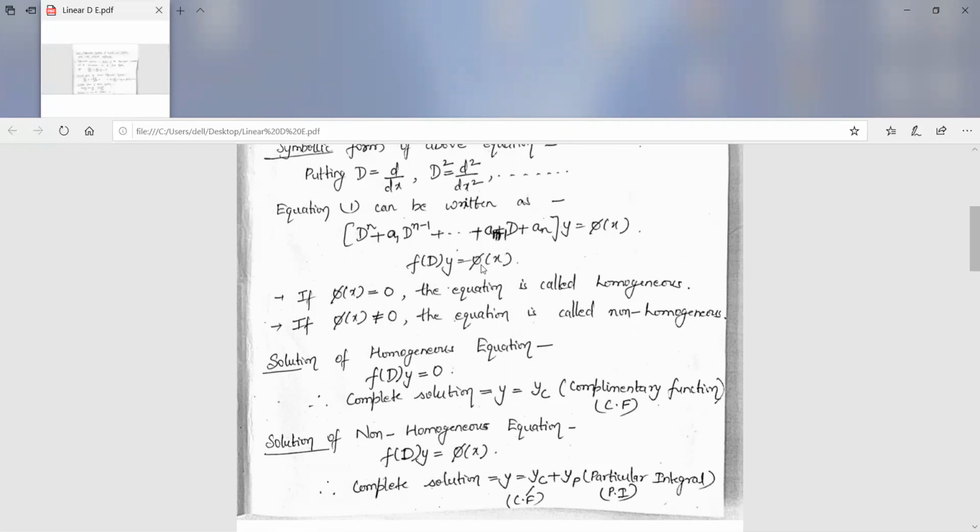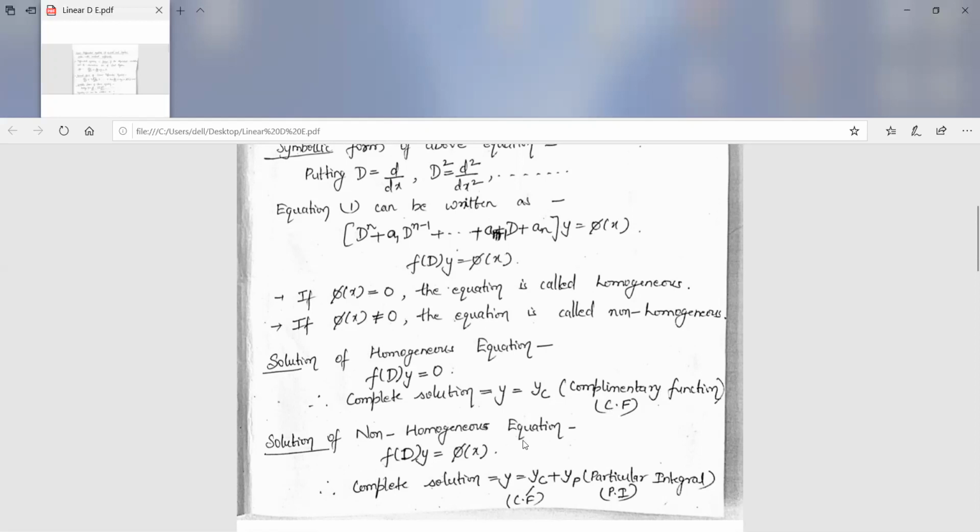Homogeneous category means this phi of x part will be 0, and the symbolic form of the equation will be f of D y equals to 0. In this situation, the complete solution will be only the complementary function, which we denote by yc, complementary function CF.